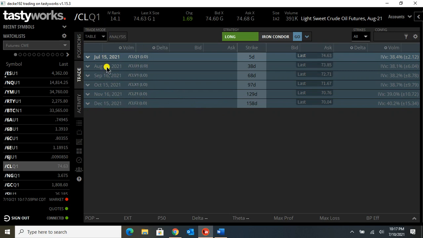And one crude oil contract is actually 1,000 barrels of crude oil. So I don't know any retail trader who would want to take possession of 1,000 barrels of crude oil. So a lot of traders are just afraid of that, and so they won't trade futures contracts or crude oil because they don't want to end up with all those barrels of oil.